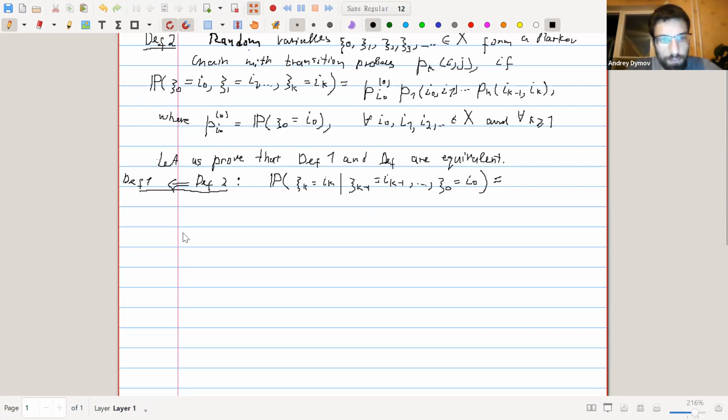So let us just compute it according to definition two. First, according to the definition of the conditional probability, this conditional probability equals the probability that at the moment of time k we are in i_k, at the moment of time k minus one we are in the position i_{k-1}, and at the moment of time zero we are at the position i_0, and we should divide this by the probability of the condition.